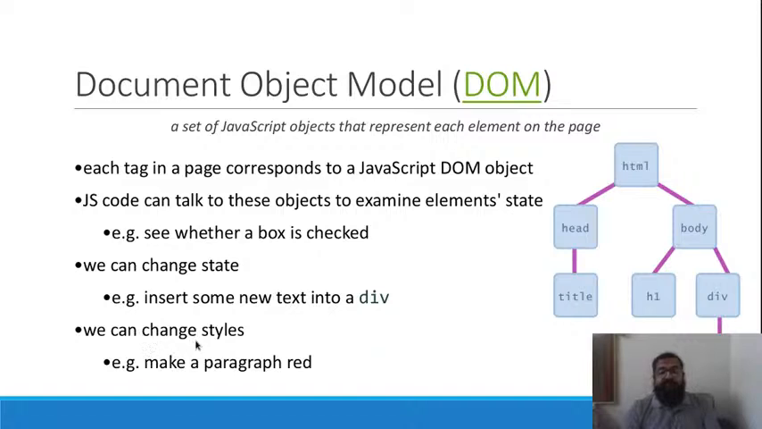We can change the style. We can make the styling of the page change. It can make the paragraph be in red color, or change the color from the existing color to a new color. So all of these things can be done by the document object model.